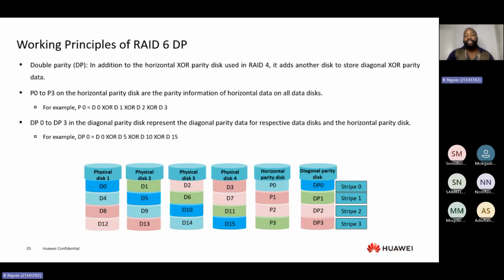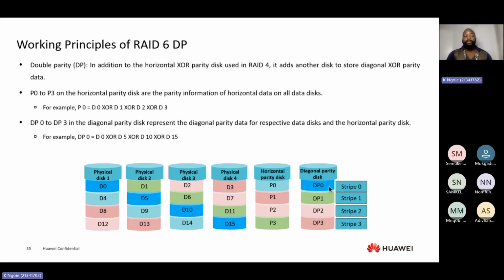So we have the horizontal parity, and we have the diagonal parity. What does it mean? The horizontal parity will basically protect against one disk failure. So if we have one disk that fails, the horizontal parity is going to protect against that. But if we have two disks, the horizontal parity by itself cannot do that. So what do we do? We involve a diagonal parity.